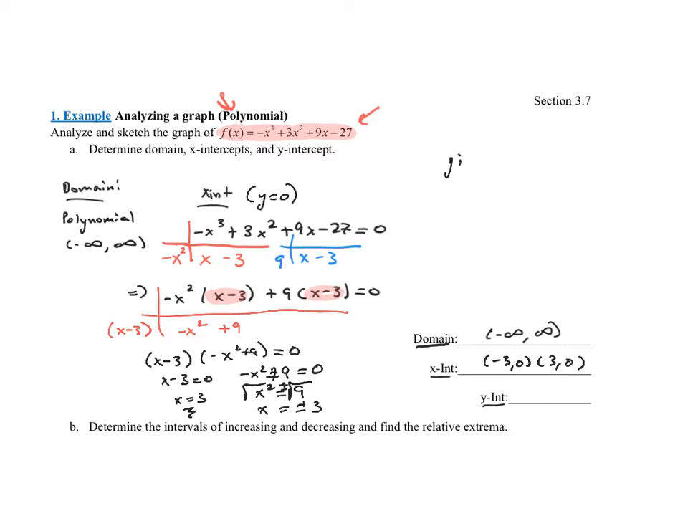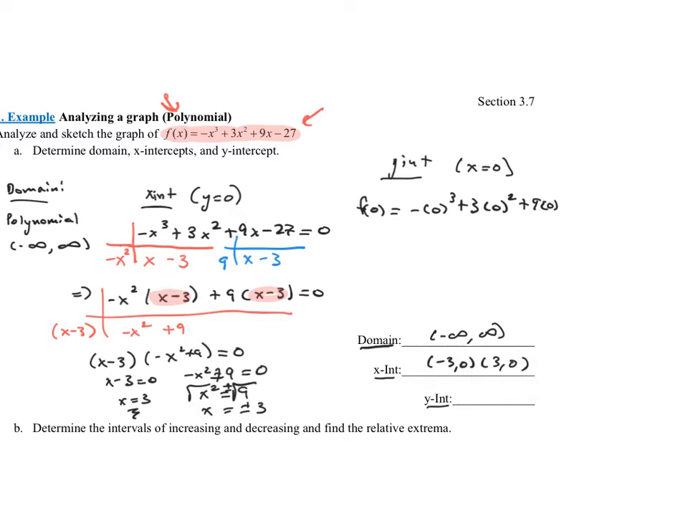Finding y-intercepts is nice and easy. To find a y-intercept, all you have to do is plug in x equals 0. So go to the original function, plug in 0 for x, and you'd have negative 0 cubed plus 3 times 0 squared plus 9 times 0 minus 27. And that's going to give us our y-intercept. Our y-intercept in this case is negative 27.